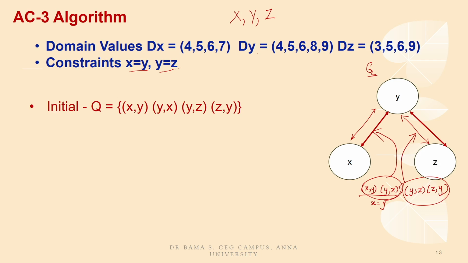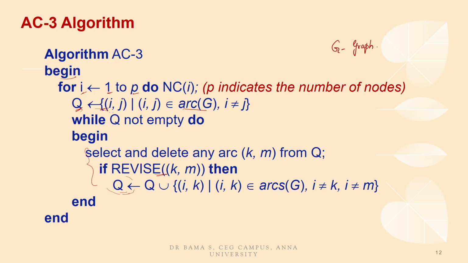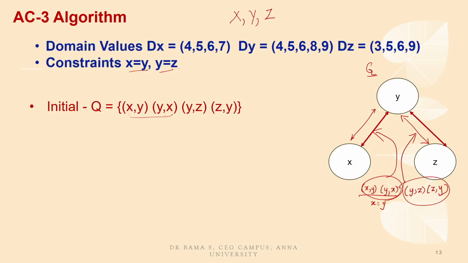Now, at the initial instance, this is what we have in this queue. Suppose this is the algorithm that we have. Q is a queue that we are maintaining, the list of arcs of G. So, this list of arcs we are maintaining as x y, y x. This is because of the constraint x is equal to y, and this is because of y is equal to z. This is the initial value.